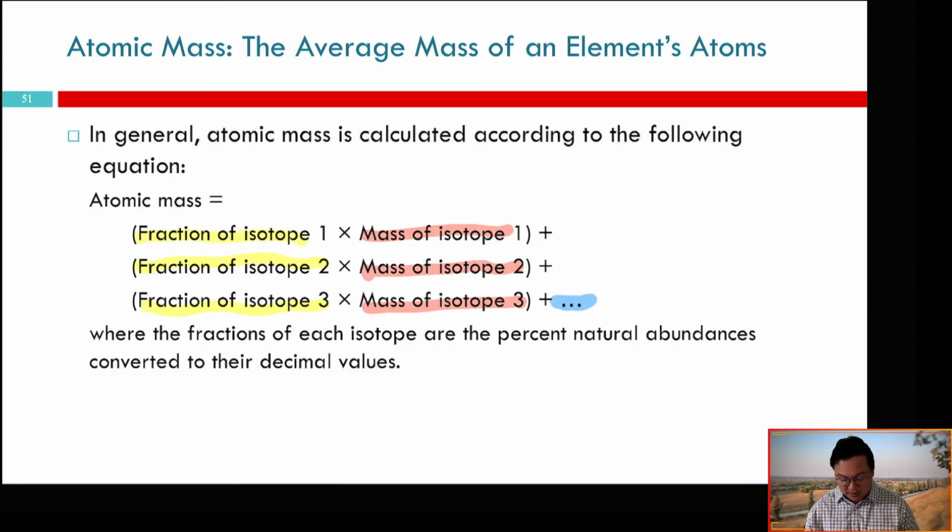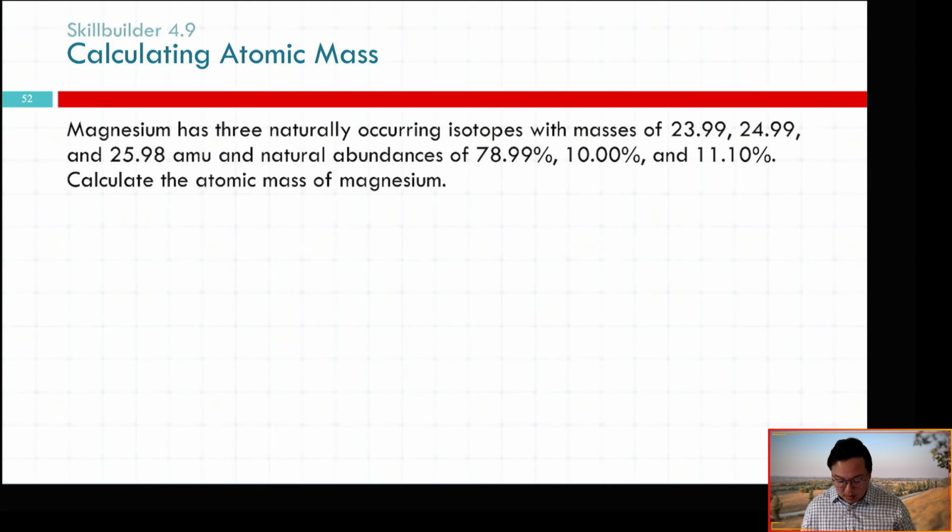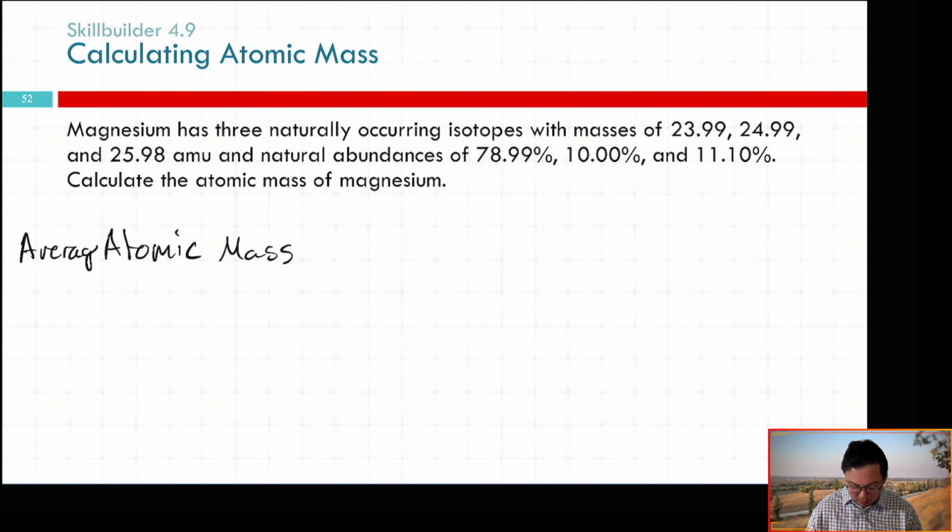We're going to take the fraction of the isotope as its decimal value, multiply it by the mass of the isotope, and then add all of those together. So we'll write over here, right? We're looking for atomic mass. I'm going to write average to distinguish that. It's the average atomic mass. And we just have 3 isotopes here.